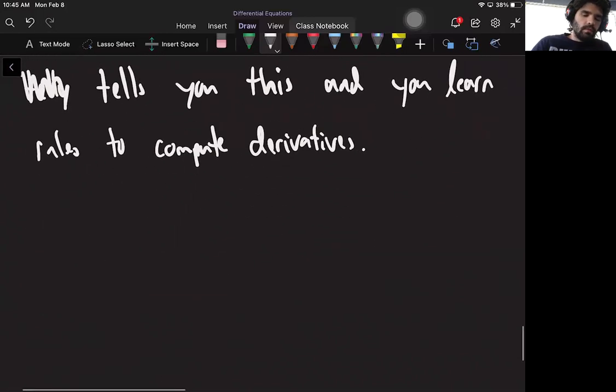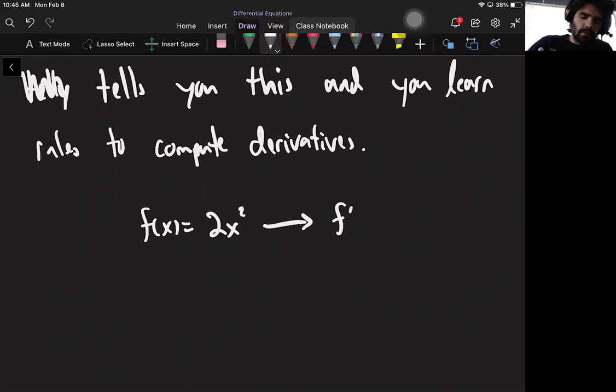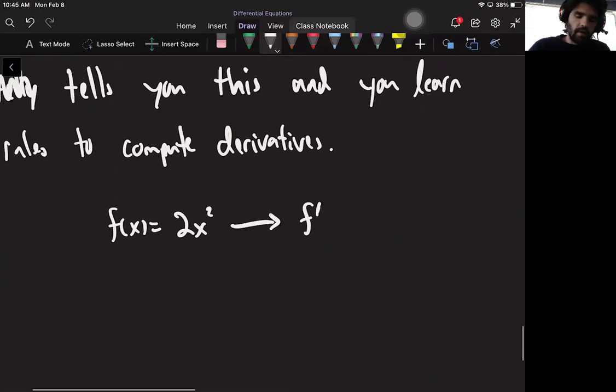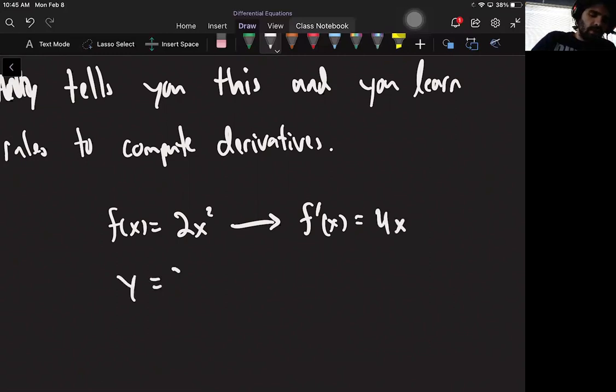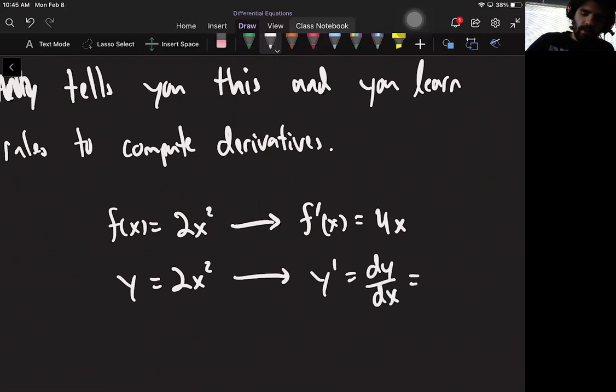So just to remind you, I'm not going to do all the rules, but you might have to go review some. So for example, if I know my function is 2x squared, then I know this fancy rule that says the derivative is called f prime of x, and all I have to do is bring that 2 down and multiply, and then subtract 1 from the power. But if I use this y notation instead, then I would call it y prime, but I could also call it dy dx. And then it would still be 4x. So there are just 2 different notations for the same thing, well, really 3 different notations.